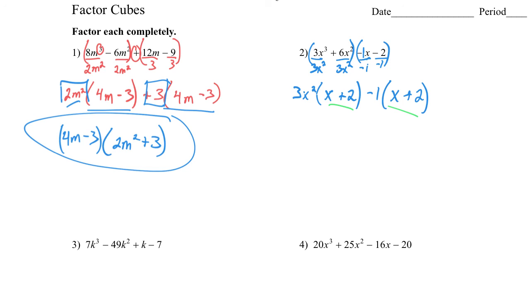And now that they're the same, we can factor it out and write the common factor, and then the 3x squared, and then the minus 1. And that's it.